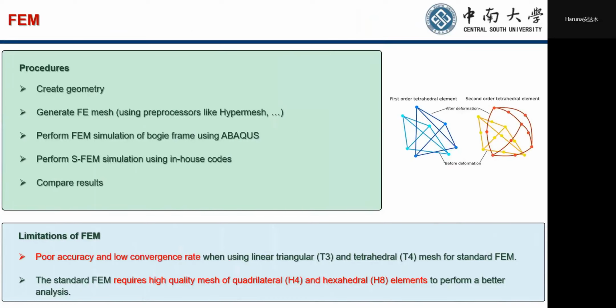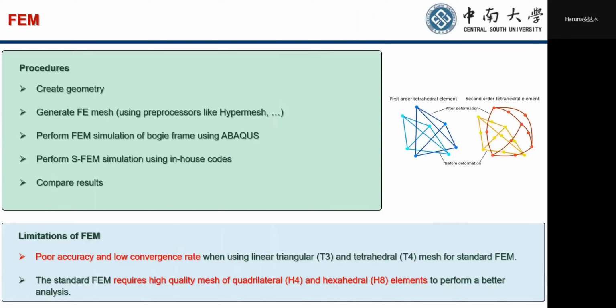The reason why I'm doing both FEM and SFEM is because the standard FEM has some limitations, which are poor accuracy and low convergence rate when using the linear triangular mesh or tetrahedral mesh. One of the ways to improve on these limitations is to increase the order. Instead of using the first order element, you can use second order. Another way is to use high quality mesh, which are quadrilateral or hexahedral elements, to increase the accuracy and efficiency.